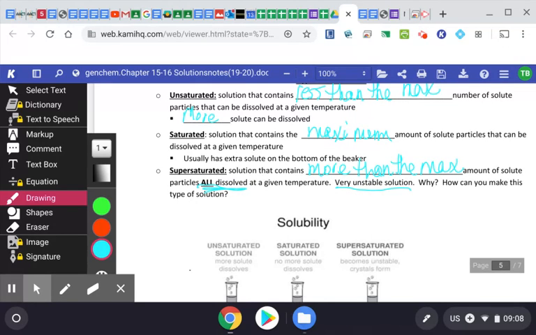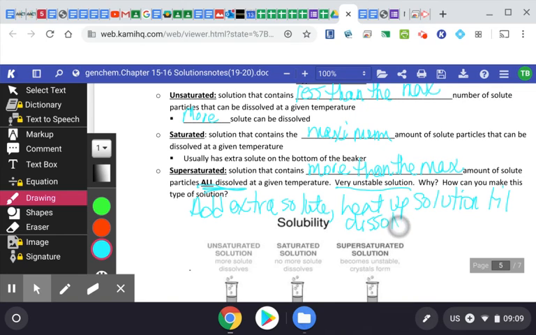In order to make this type of solution, what you would do is add extra solute, heat up the solution until all dissolved, and then cool it down. I will show you a demo. I'll post a video of a demo of a supersaturated solution for you so you can see what it looks like.